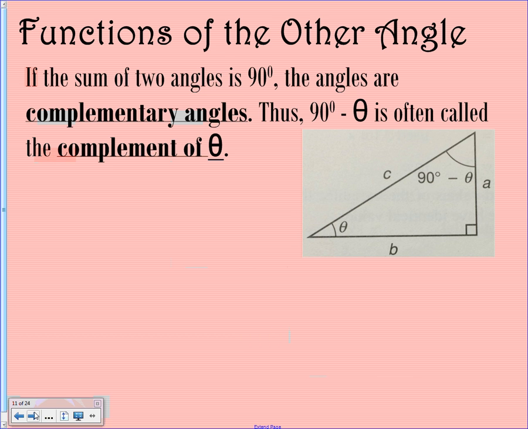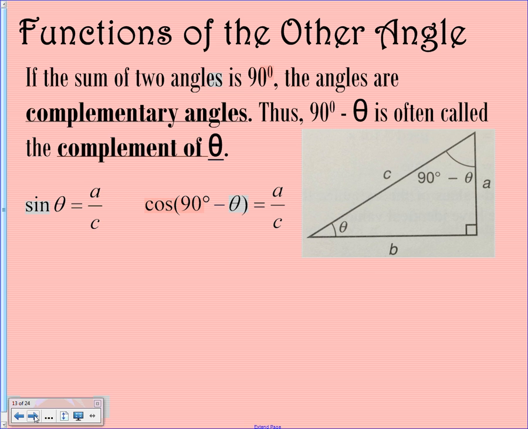Okay, so now looking at functions of the other angle. Hopefully you remember that if the sum of the two angles is 90 degrees, then the angles are complementary angles. So 90 minus theta is called the complement of theta, because 90 minus theta plus theta equals 90 degrees. If you look at our triangle here, the sine of theta is A over C, opposite over hypotenuse. The cosine of 90 minus theta is also A over C. I don't know if you've ever realized that before.